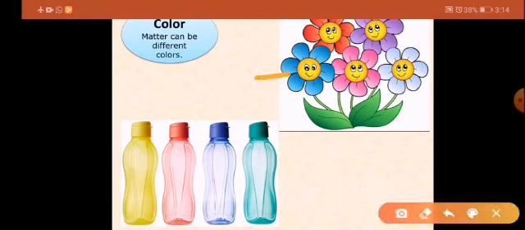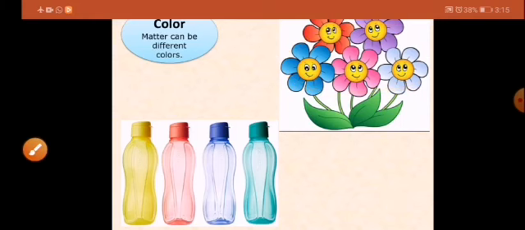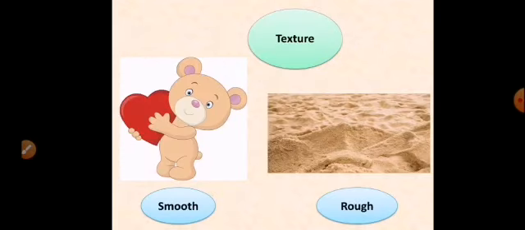And also, this flower is matter. And we can see that different flowers have different colors. They are all matter and have different colors. So matter can be different colors. Number two, the texture.